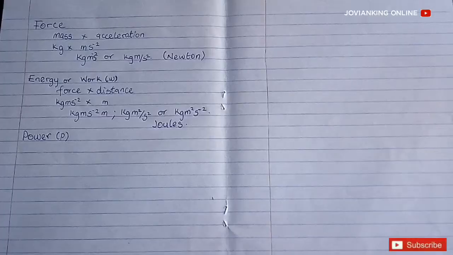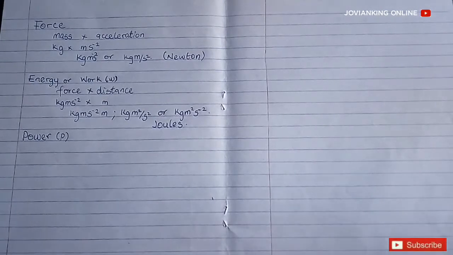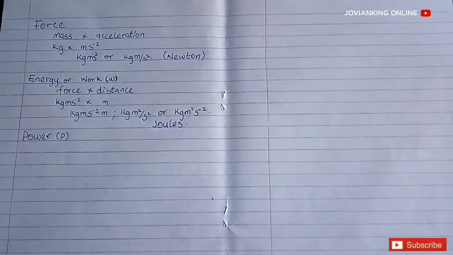The next one, we have power, and power is work over time. Work or energy, whichever you try to call it, just know that you call it either work or energy. So it's work over time or energy over time. So when you talk of power, you are trying to talk of what you are capable of doing at a given time or a given time interval.